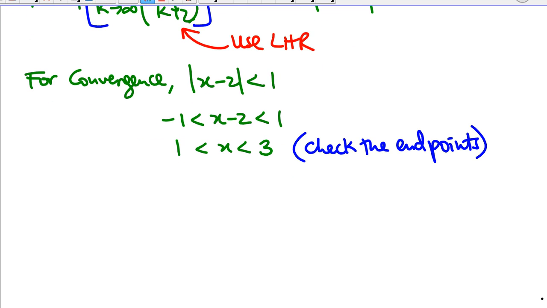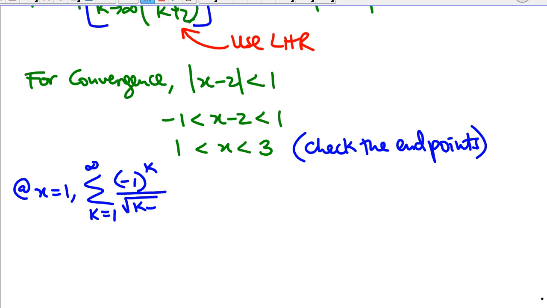So at x equals 1, our series will be this one. If you plug 1 in place of x, that will be -1 to power k over square root of k plus 1. Now, this is an alternating series which converges by the alternating series test.